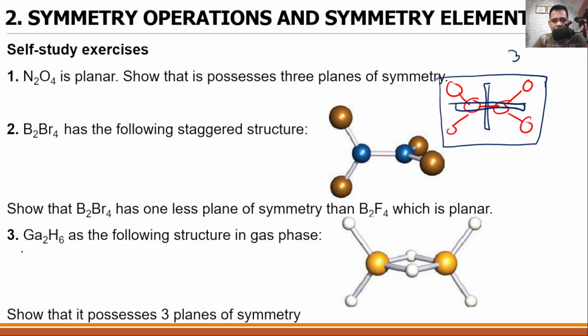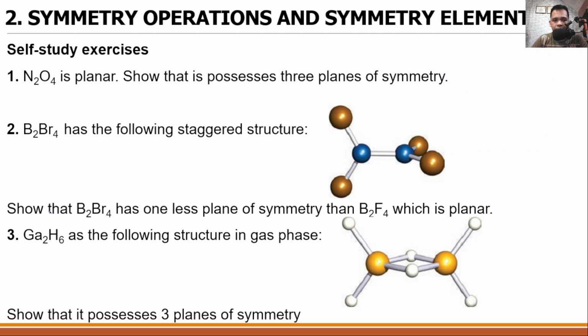What about number 2? So, boron tetrabromide has the following staggered structure. Pero according to this, ito daw has one less plane of symmetry than B2F4, which is planar. So, i-drawing natin yung planar structure niya, ating B2F4. It is also similar to our N2O4, diba? And based from our discussion earlier, this one contains 3 planes of symmetry.